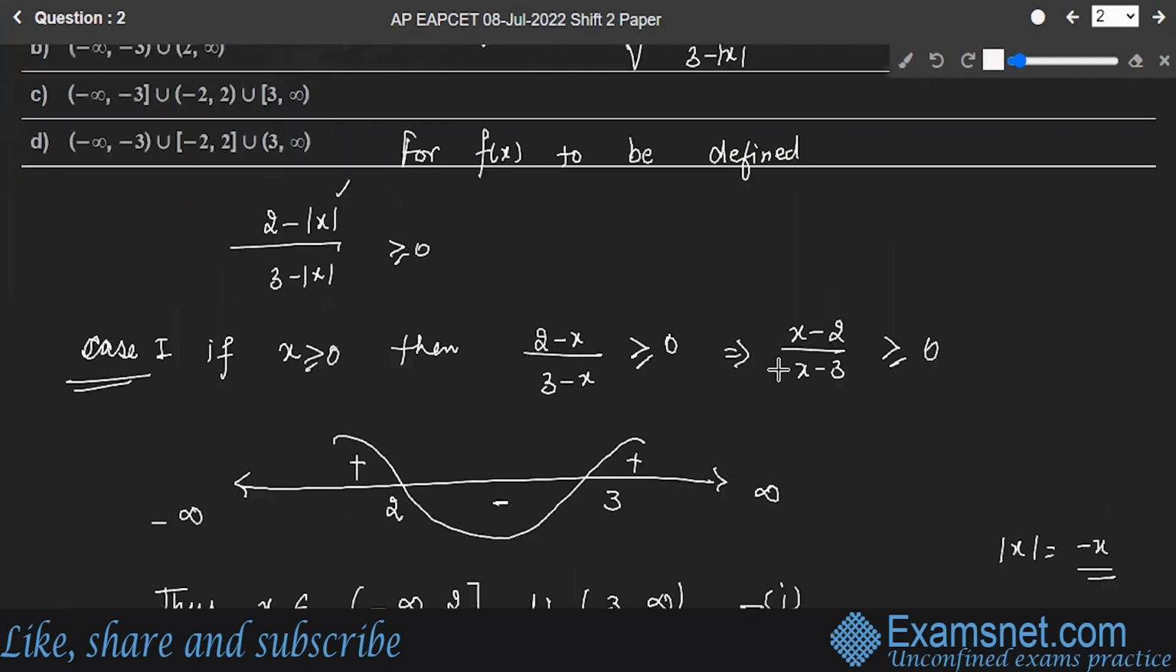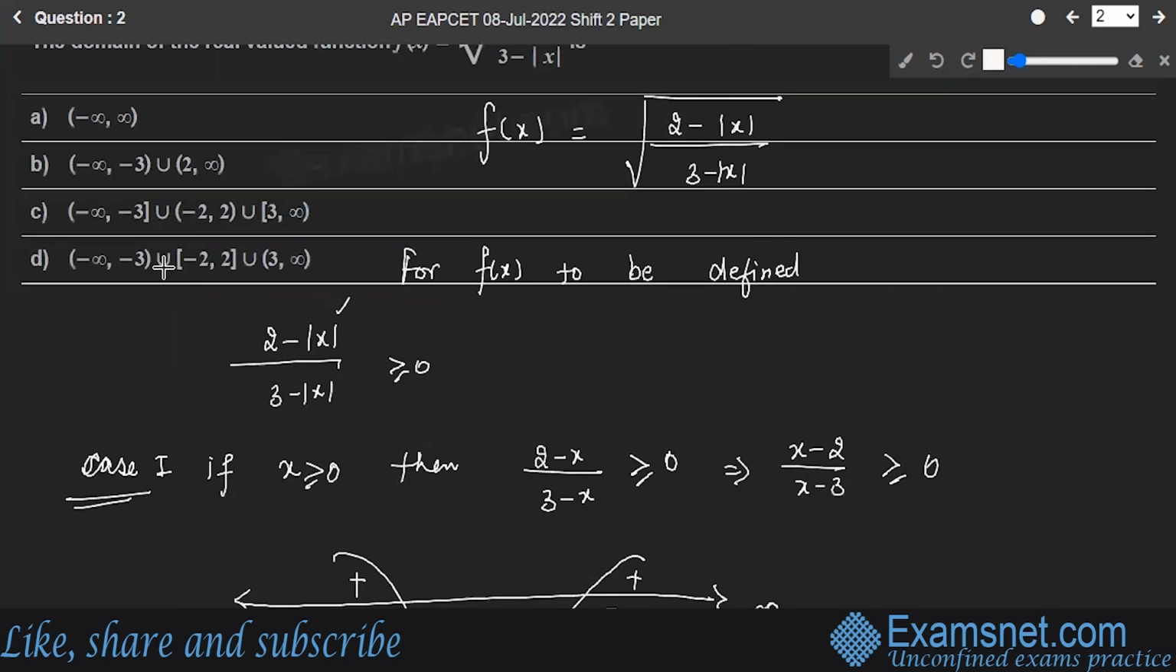Let's check what we have in the answer. Yes, we have option D as the answer to our question. Hope you are clear. Next is question number 3.